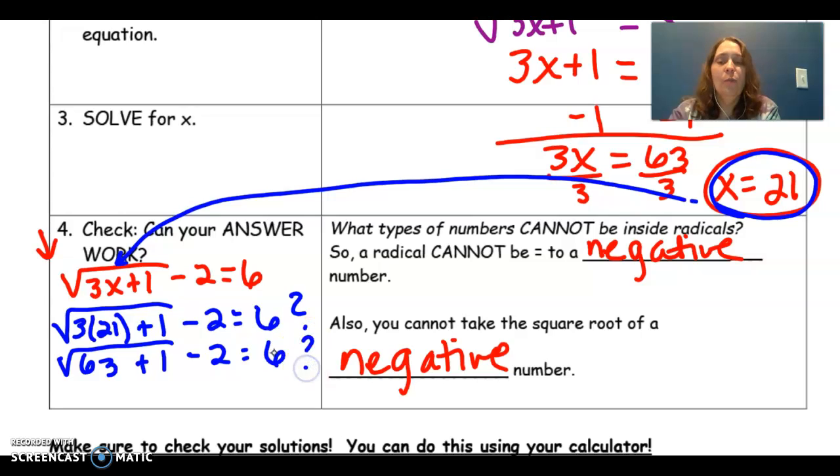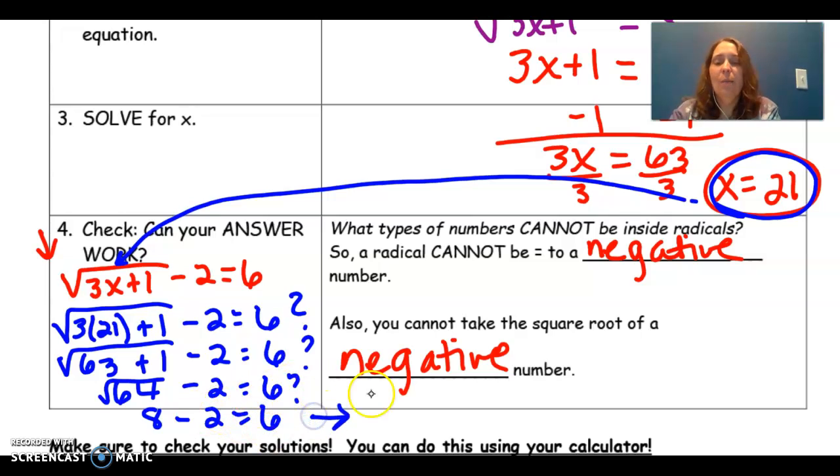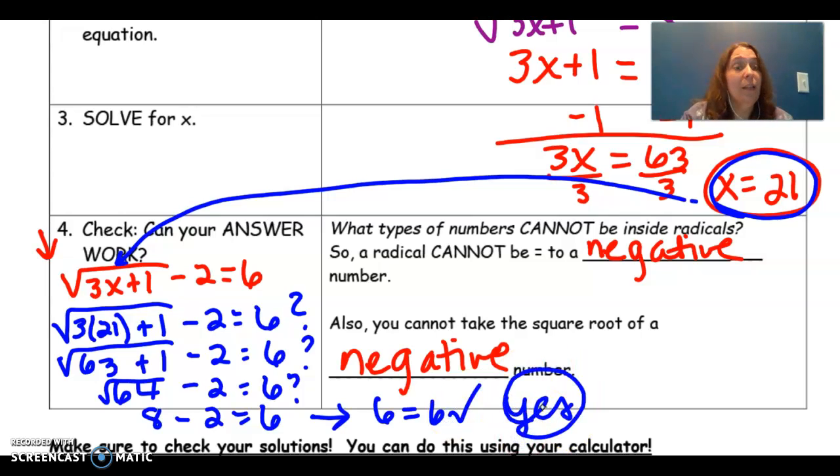Well, I still don't know, so I'm going to go back. 63 plus 1 is 64, but that's still under the radical. Minus 2 equals 6. Totally, nope, not done yet. Square root of 64 is 8. 8 minus 2 equals 6. Now that's talking. I think that's true. 8 minus 2, sure enough, is 6. 6 equals 6 is correct. This does work out, and that is your final answer.